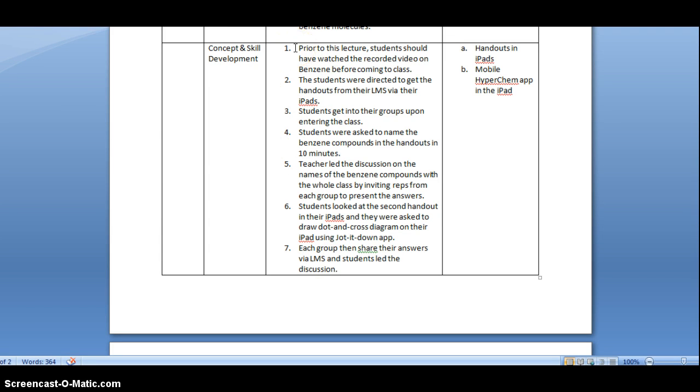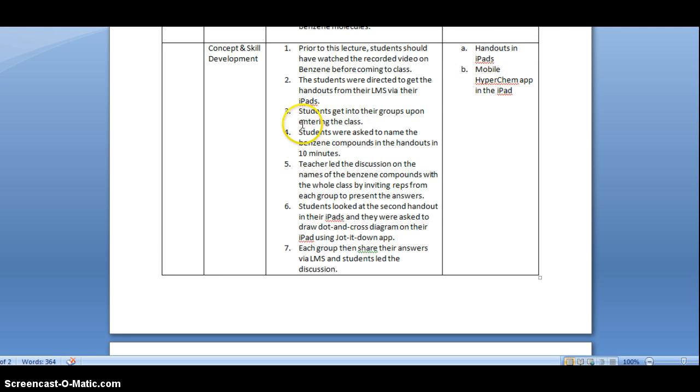For example here, I'm using a flipped classroom. So under concept and skill development, under teaching and learning activity, I put down: prior to this lecture, students should have watched the recorded video on benzene before coming to class. And then what's the next activity or step? The students were directed to get the handouts from their learning management system via their iPads. So the resources and materials here are handouts in iPads.